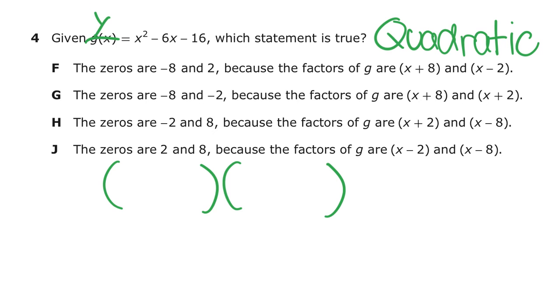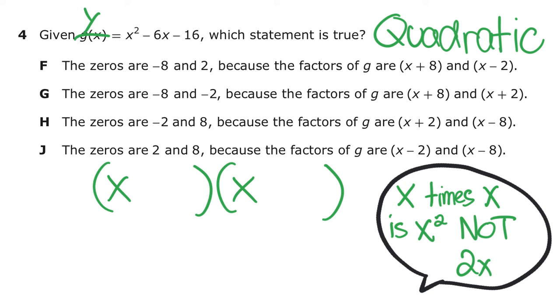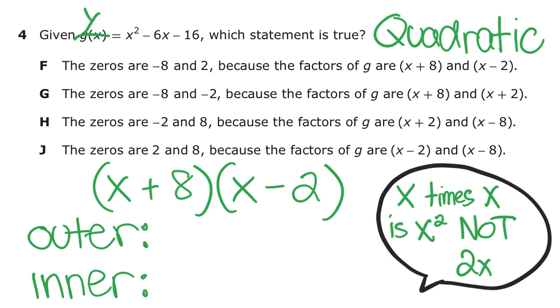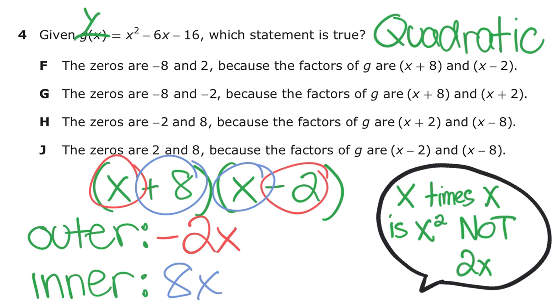The first term must multiply to x squared, so it must be x times x. The other term must multiply to -16, and notice the answers give us the clues. So 8 and -2, or -8 and +2. We're going to use the trial and error method. Let's just plug in x plus 8 and x minus 2, and then we can multiply the outer terms and the inner terms. The outer terms multiplied together give us -2x, and the inner terms multiplied together give us +8x.